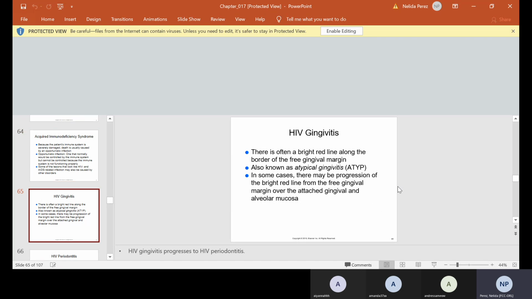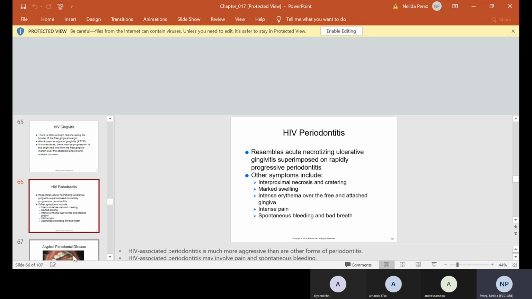Your HIV gingivitis, this is often a bright red line along the border of the free gingival margin, also known as atypical gingivitis. And in some cases, there may be a progression of the bright red line from the free gingival margin over the attached gingiva and alveolar mucosa. HIV gingivitis usually progresses to HIV periodontitis, which resembles acute necrotizing ulcerated gingivitis. It's superimposed on rapidly progressive periodontitis.